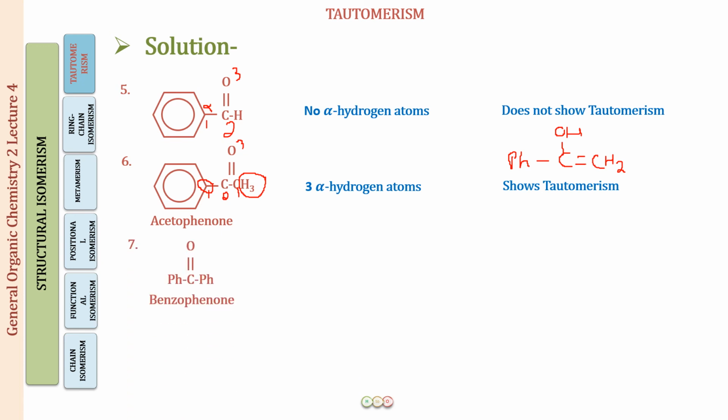So next structure, this is benzophenone. We have a phenyl group on either end. So obviously this means that there are going to be no alpha hydrogens to the carbon. So no alpha hydrogen means no tautomerism.